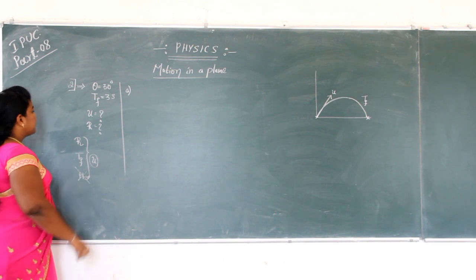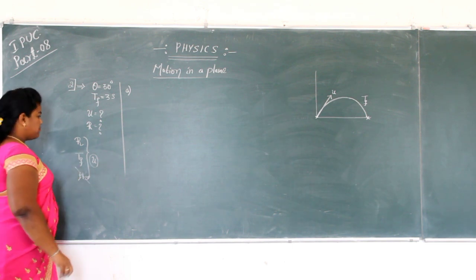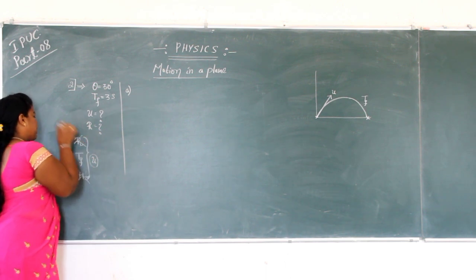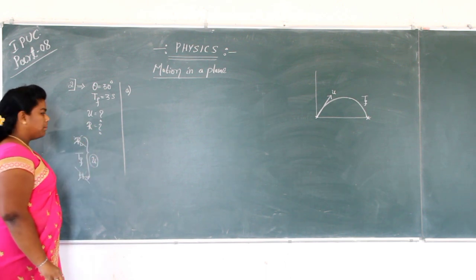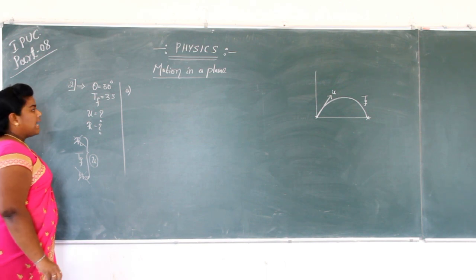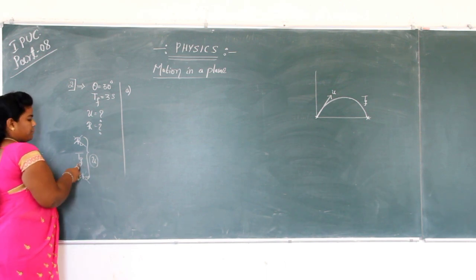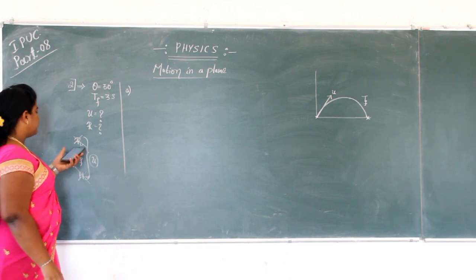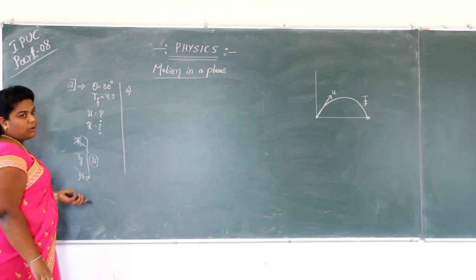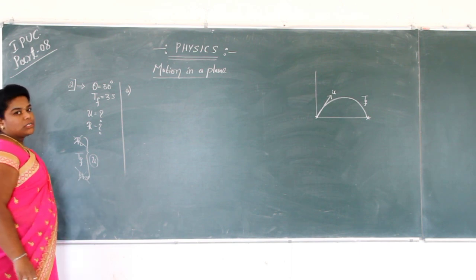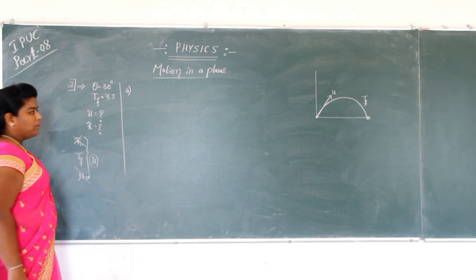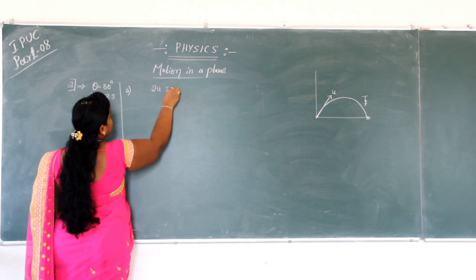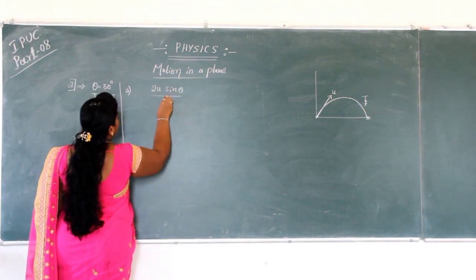Similarly, we can use the R formula to calculate U. But here they have not given R, so I am not going to move with R. But I can calculate with the help of TF because they have given the TF, right? So it is the formula for TF. See, we have three options, so by using any we can calculate it, right? So now I am moving with the formula. So what is the formula? 2U sin theta divided by G.